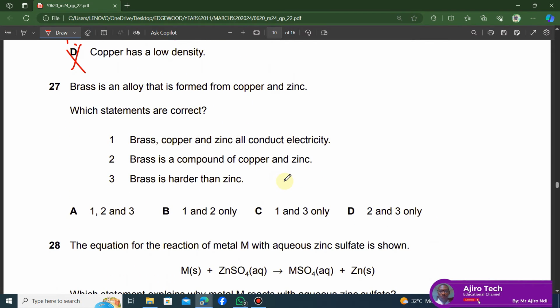Brass is an alloy that is formed from copper and zinc. Which statements are correct? Okay, so let's eliminate. Brass is harder than zinc. True, because it's an alloy and the layers are distorted. So 3 is correct. Brass is a compound. No, brass is not a compound. Brass is a mixture. So this is off, this is off, this is off. So we just pick this and save our time. 1 and 3 is the correct answer.